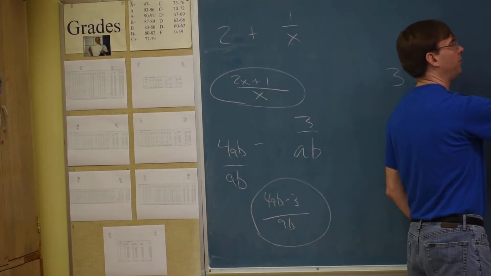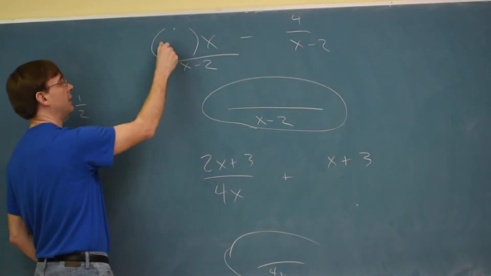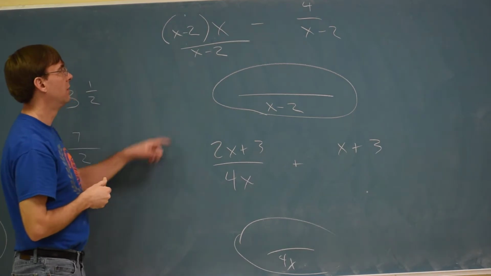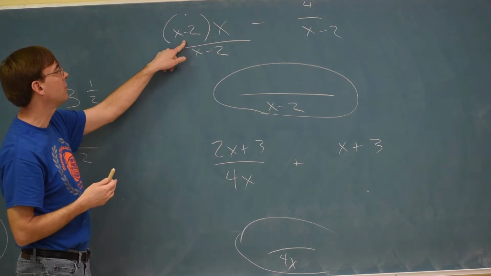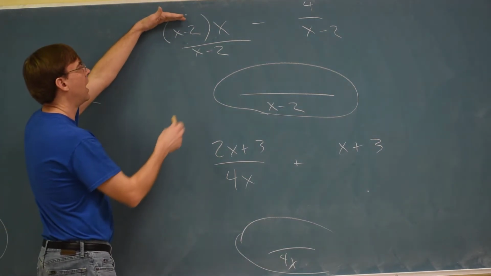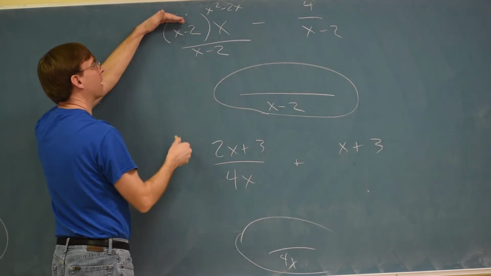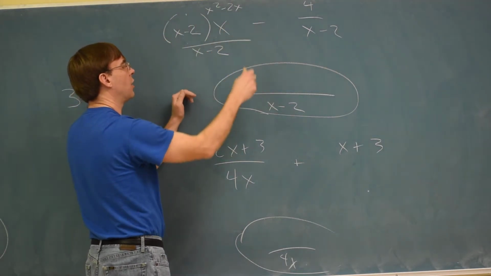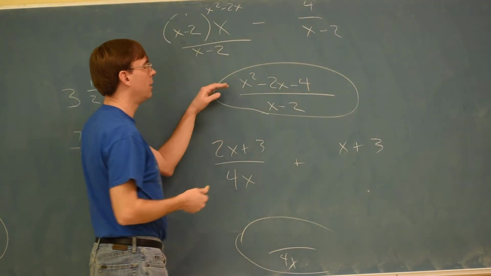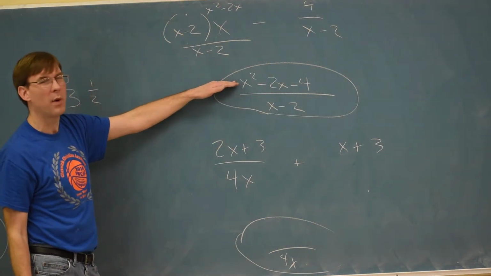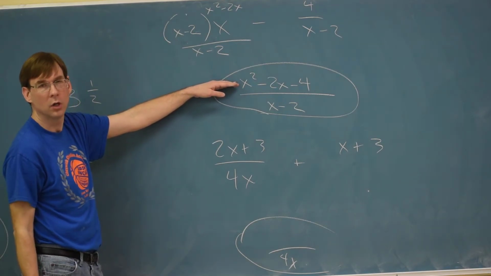So for this problem, the bottom needs the x minus 2. So the top needs an x minus 2. I'm going to need parentheses there because the x is going to go with all of that. And we're going to have a distribute to do because of that. If we distribute this, we're going to get x squared minus 2x. And then the grand total would be an x squared minus a 2x minus a 4. As always, we should think about whether we could factor to try to help us simplify at the end, but that top will not factor. So we're good, we're done.